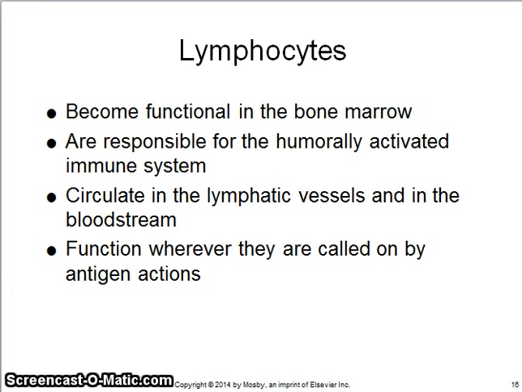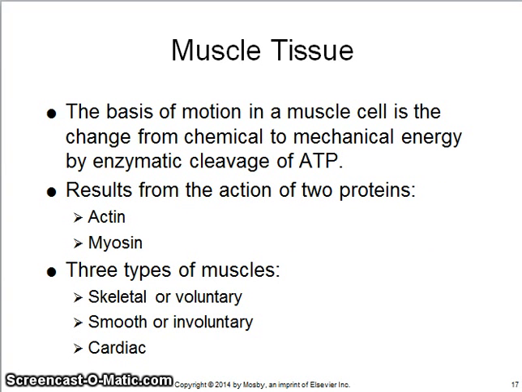Lymphocytes become functional in the bone marrow and are responsible for the humorally activated immune system. They circulate in the lymphatic vessels and in the bloodstream. They function wherever they are called on by the antigen actions. The basis of motion in a muscle cell is the change from chemical to mechanical energy by the enzymatic cleavage of ATP. The cleavage results from the action of two proteins, actin and myosin.